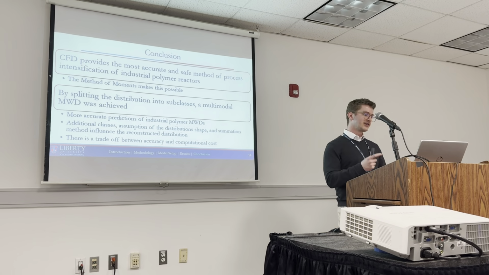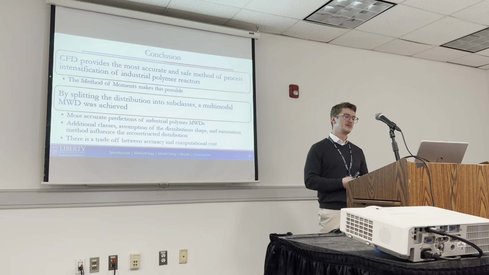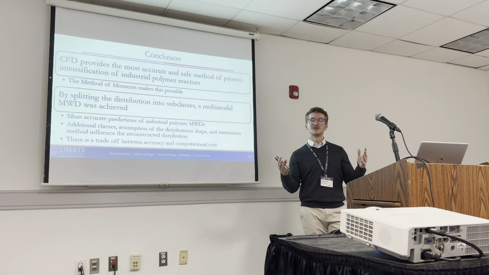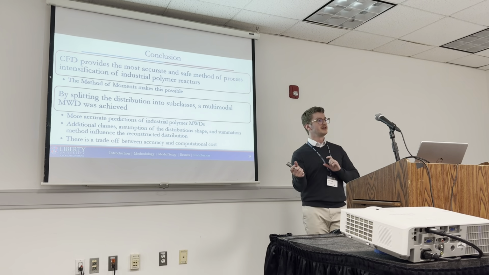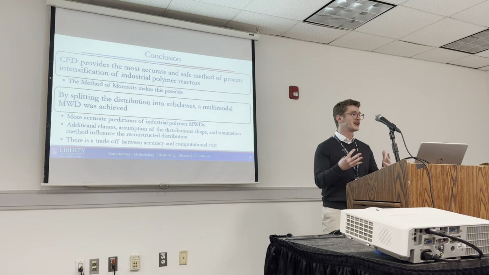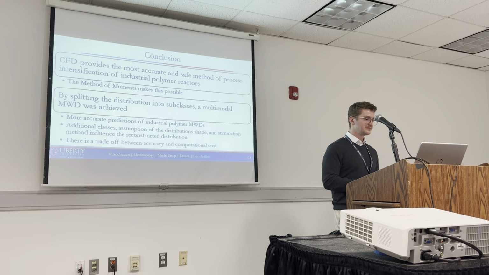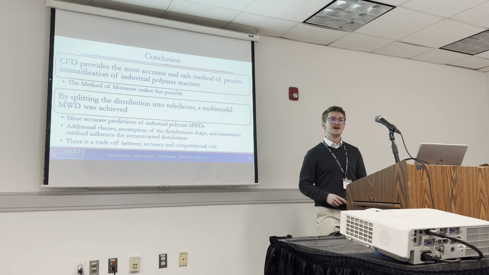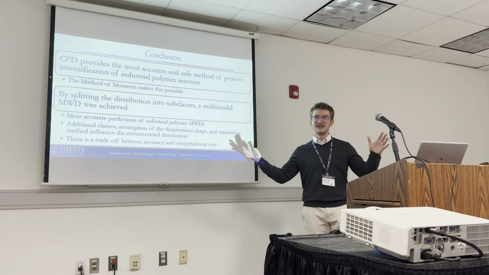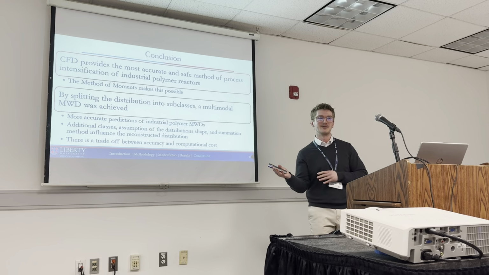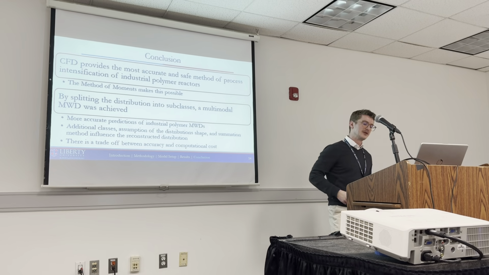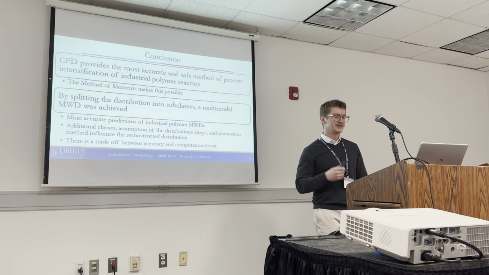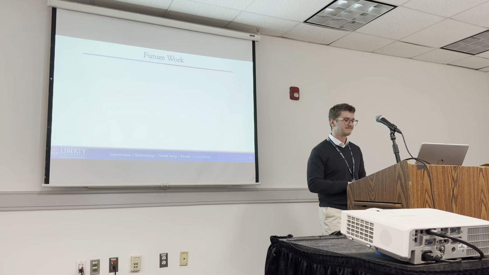And we see that additional classes, assumption of the distribution shape, and summation method all influence what that distribution looks like and can be tuned to match whatever polymer you're trying to match. But obviously here there's a trade-off between accuracy and computational cost, because the more moments you add, the more PDEs you have to solve, and you're kind of getting back to where we started in our first initial problem. So obviously a trade-off here, but significant computational cost savings.